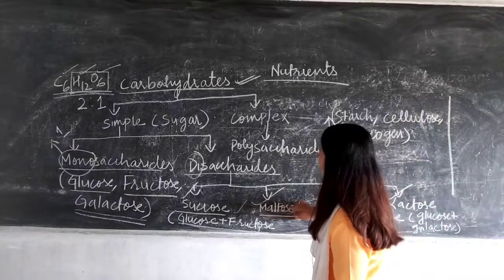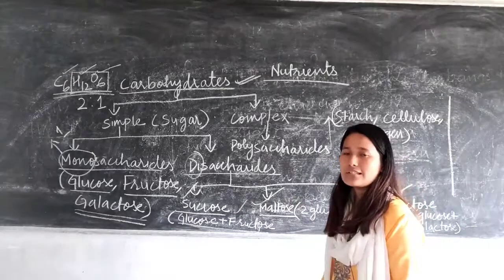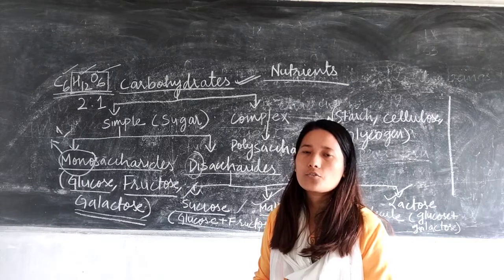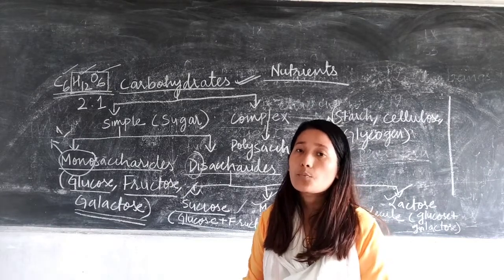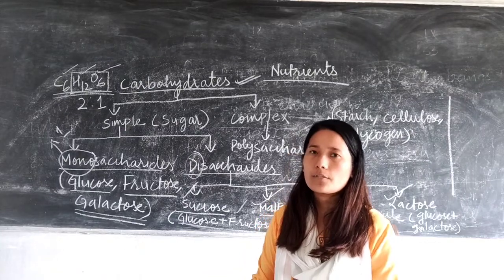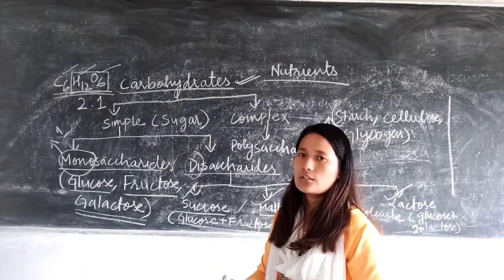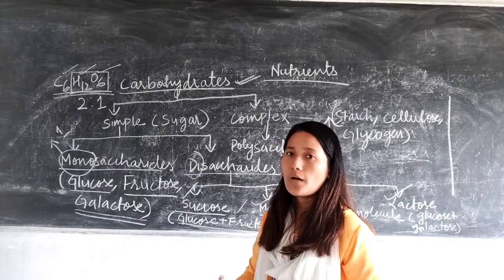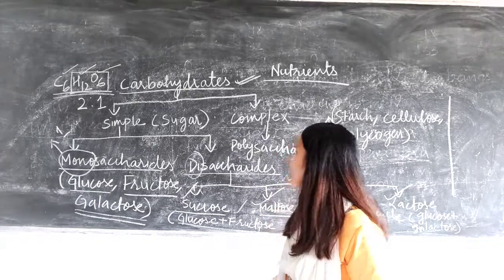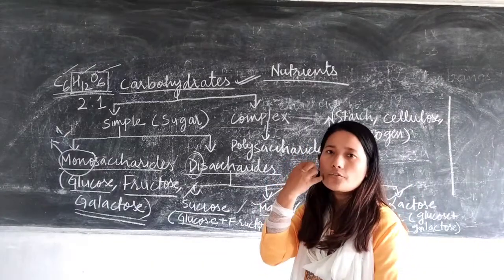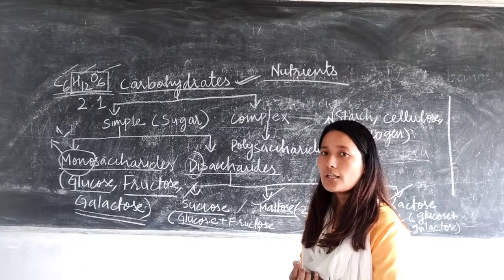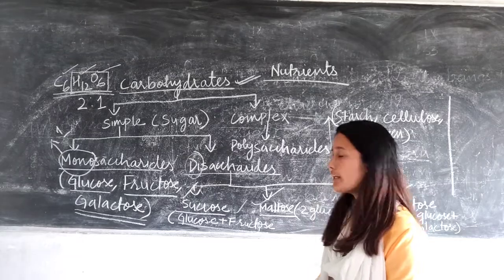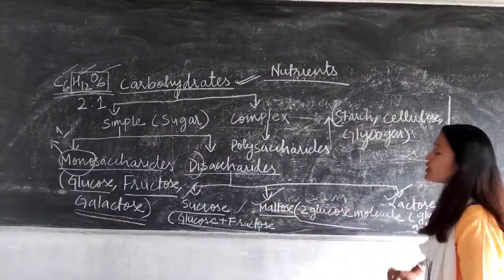Another one is maltose. Maltose is hardly present in most things, but it is present in larger amounts in sprouting grains, meaning grains that are sprouting. Other fruits or vegetables generally do not contain maltose. Maltose is also used in the brewing industry. Maltose is made up of 2 glucose units.